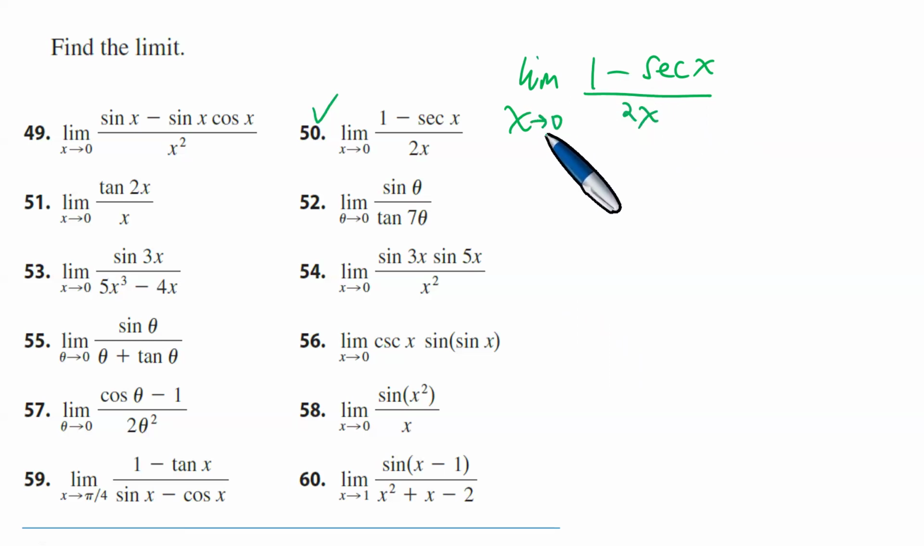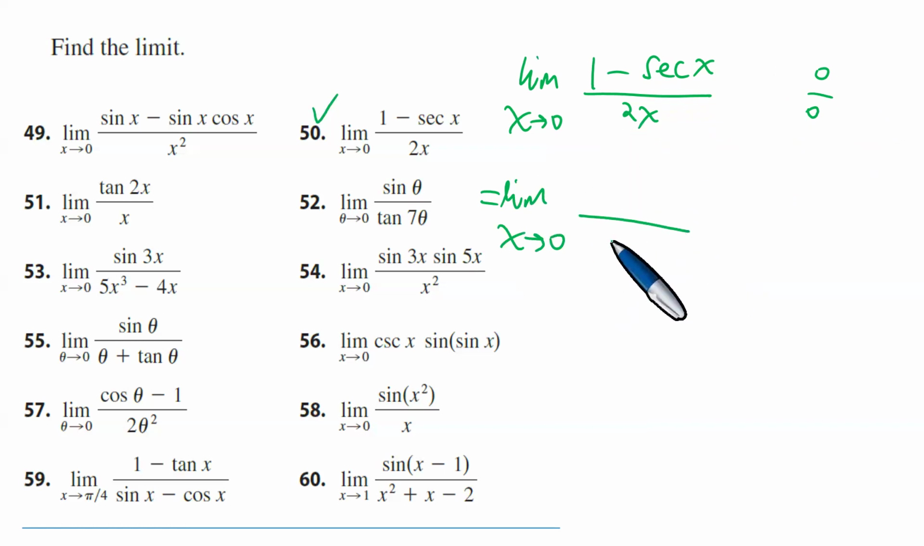Now, one thing you can be rest assured of is if you substitute x tends to 0, 2 times 0 in the denominator gives us a 0. In the numerator, the secant of 0 gives us a 1, and then 1 minus 1 is a 0. So this is like 0 over 0. Because of this, we are at liberty to use L'Hopital's rule. If we use it, the derivative of 2x is exactly 2, and the derivative of the 1 is 0. The derivative of the secant.